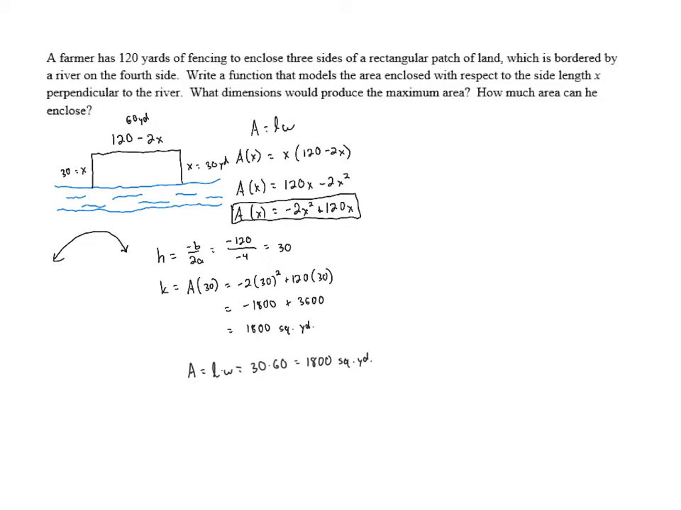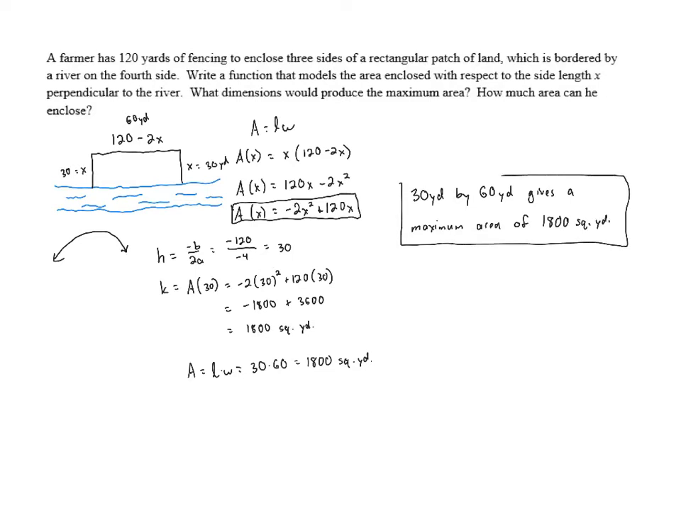So let's answer the questions we were asked. We've written our function. What dimensions would produce the maximum area? Well, this is 30 by 60 yards. So 30 yards by 60 yards gives a maximum area. And we were asked, what is that area? So I'm going to say a maximum area of 1800 square yards.